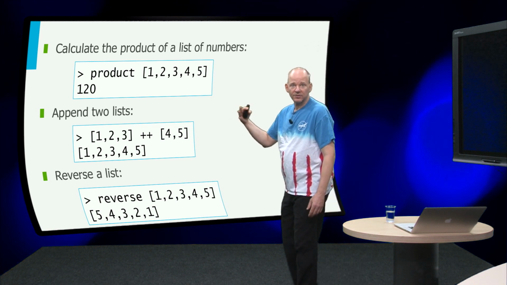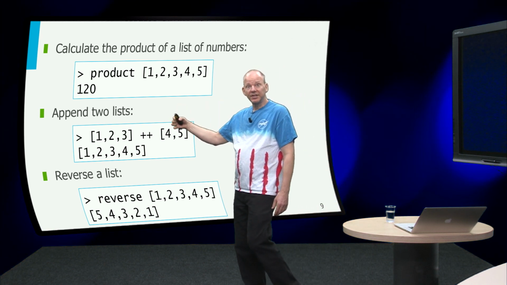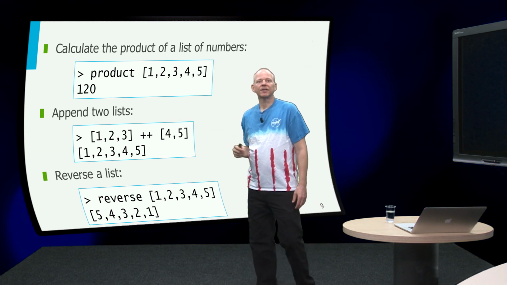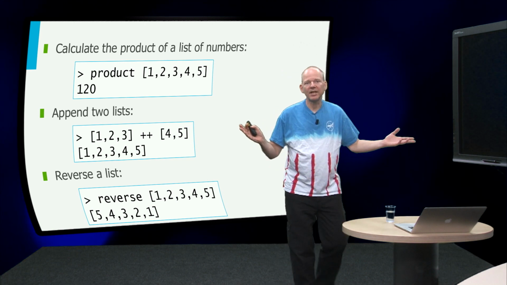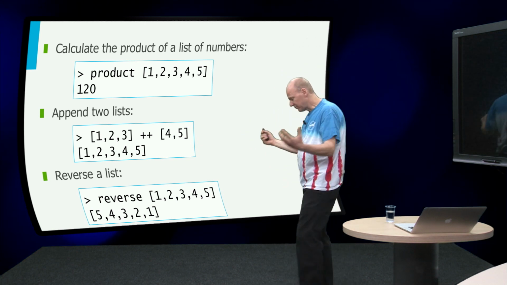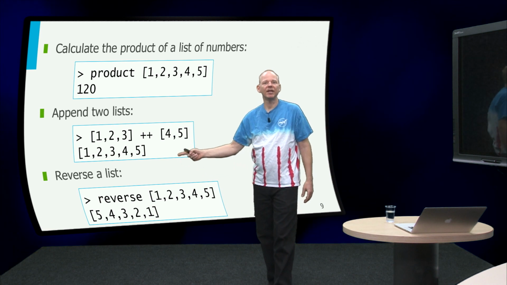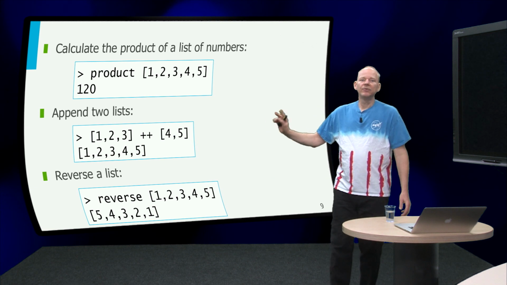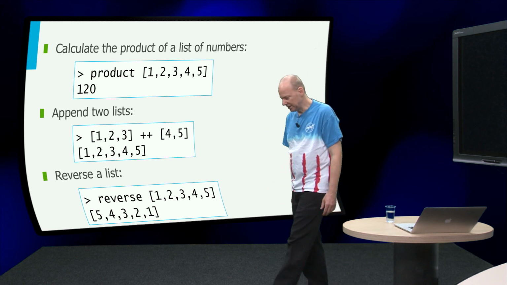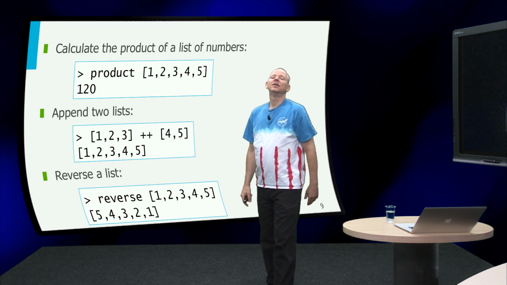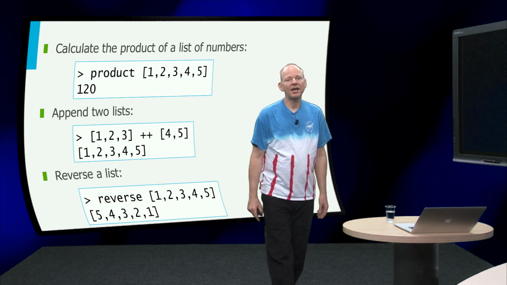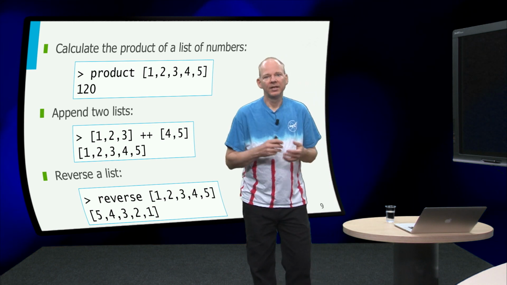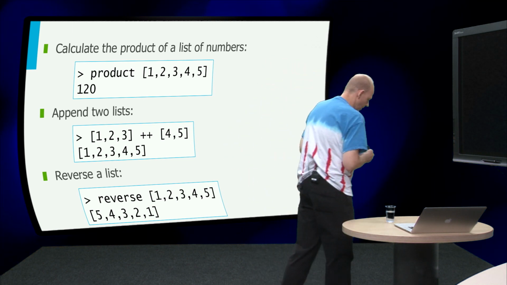Product is the same as sum, except instead of adding up the numbers, it multiplies all of them. So multiplying 1, 2, 3, 4, and 5, it's like taking the factorial of 5, which is 120. Appending 2 lists is another common operation. You take 2 lists and you smash them together into a new list. So if I append [1, 2, 3] with [4, 5], we get the list [1, 2, 3, 4, 5]. And then the last function here on this slide is reversing a list. Reverse [1, 2, 3, 4, 5] gives you [5, 4, 3, 2, 1].